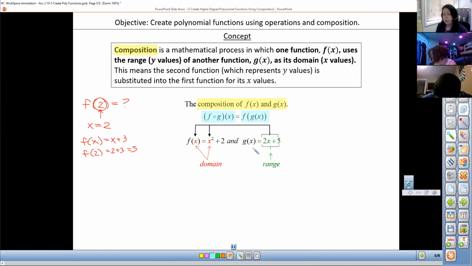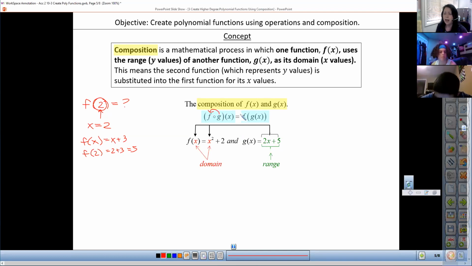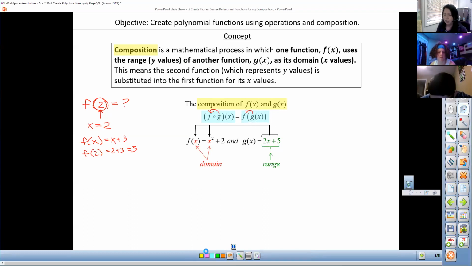And what they both mean is that we take whichever function is written second and we plug it into the function written first. So here g would get plugged into f. g would get plugged into f. So this is then demonstrated here.